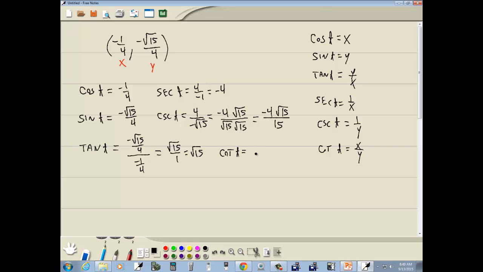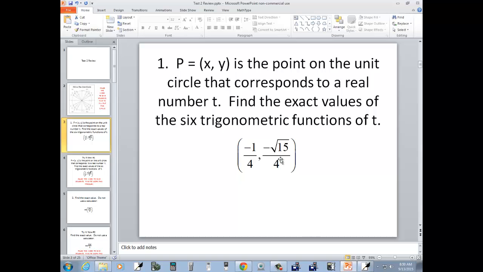Now cotangent. Cotangent's the reciprocal of tangent, so I'm going to flip this fraction right here. So I'll have 1 over square root of 15. Can't have a square root down below, so multiply top and bottom by the square root of 15, and we get square root of 15 over 15. And those are our 6 trig functions.